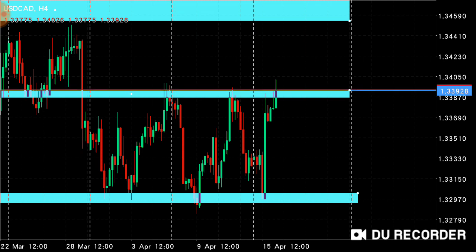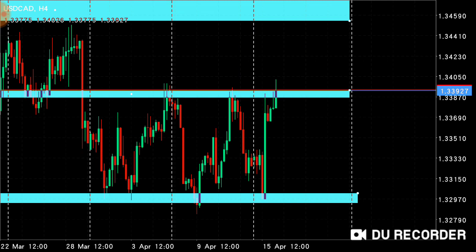Hapa tunatumia tu technical analysis, we're not using the fundamentals. Perhaps kunaweza kama kuna economic event kwenye economic calendars kule, ambayo inaweza ikatusaidia sisi kuweza go long au go short. Lakini basically we will focus on the technical analysis kwanza before using the fundamental analysis.